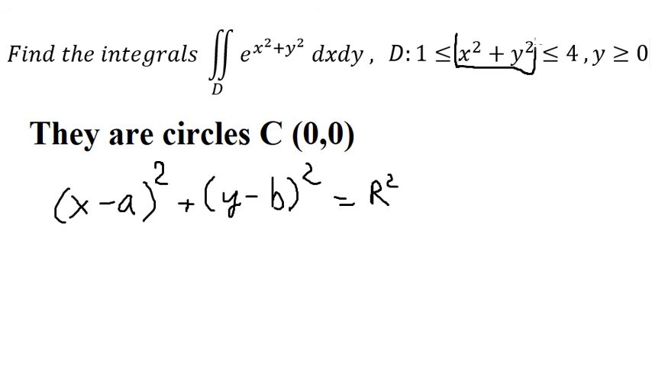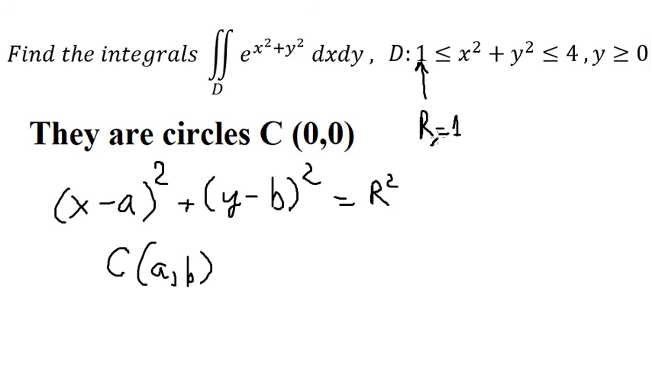So in this situation, that means a equals 0, b equals 0, and the center should be (a, b). This is the reason why we have the center (0, 0), and the radius of the two circles. This one should be 1. And the second one should be 2, because we have r squared in here. Number 4 is 2 to the power of 2. Number 1 is 1 squared.